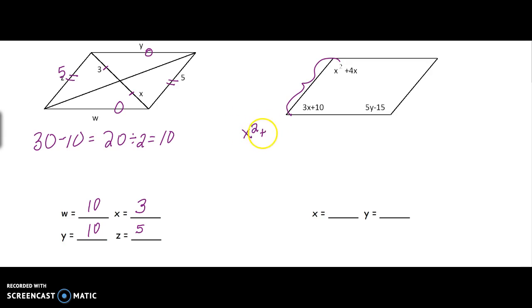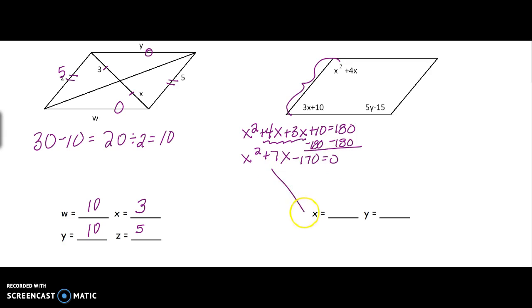So you would say x squared plus 4x plus 3x plus 10 is equal to 180. If you combine your like terms, and every time we have an x squared, we have to factor. So we would combine our like terms here, and we would have x squared plus 7x. In order to factor, we need one side to equal 0, so we have to move our 180 to the other side by subtracting. 10 minus 180 is negative 170. When we factor, we have to figure out what multiplies to negative 170 and adds to 7. Those numbers are 17 and negative 10.